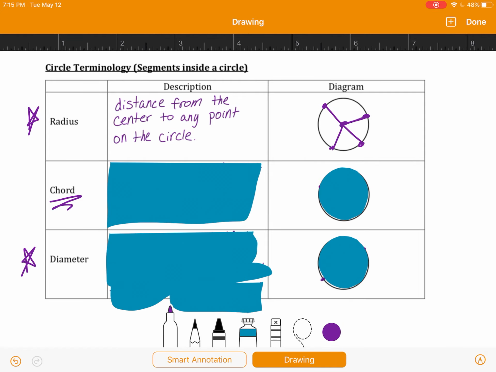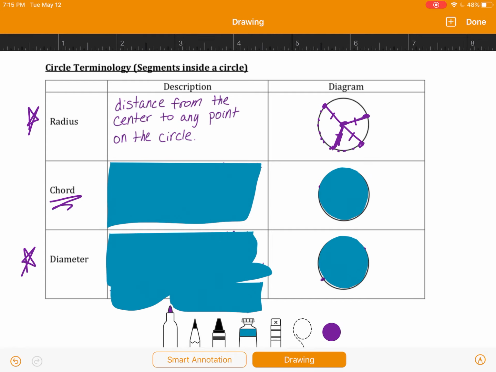And for a circle, all of these radii, the plural of radius is radii, will all be the same length. They have the same distance from the center to any point on the circle, because that's what a circle is. It's all of the points that are a certain distance away from the center point.